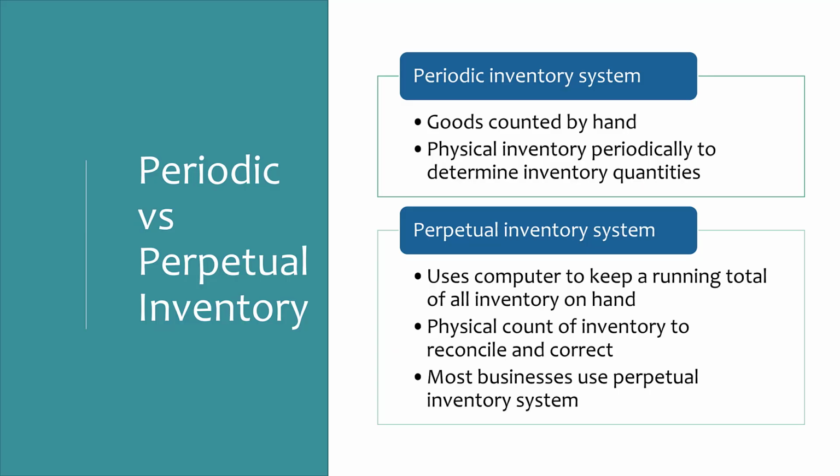There are two main types of inventory accounting systems, the periodic system and the perpetual system. The periodic inventory system is a system where goods are counted by hand and then priced at certain intervals, like monthly, quarterly, or yearly. For example, a small local hardware store that has been in business for many years may not keep a running record of every board or nail it sells. Instead, the store might count and price its inventory periodically, at least once a year, to determine inventory quantities.